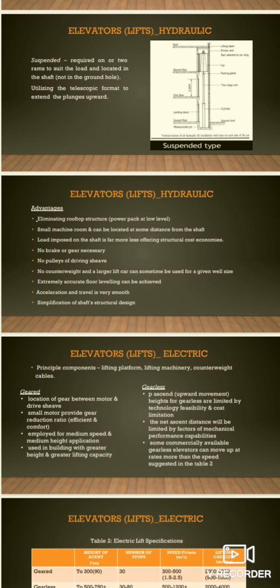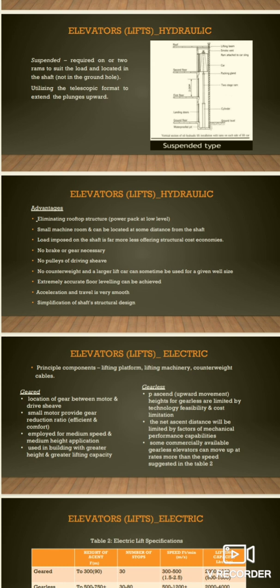Electric elevators. Principal components: lifting platform, lifting machinery, counterweight, cables. Geared: location of gear between motor and drive sheaves. Small motors provide gear reduction ratio and efficiency and comfort. Employed for medium speed and medium height application. Used in buildings with greater height and greater lifting capacity.